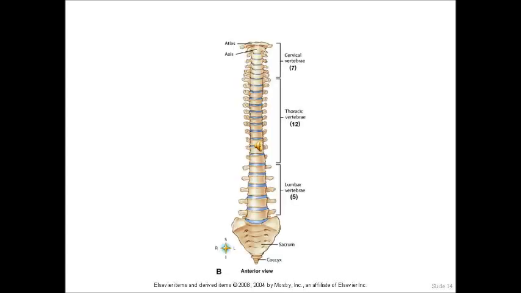Here we can see the anterior view of the spine, again with the cervical region, thoracic region, lumbar, and sacral, with the coccyx on the end. There are 7 cervical vertebrae, there are 12 thoracic, there are 5 lumbar, 5 fused sacral, and 4 fused coccygeal bones.